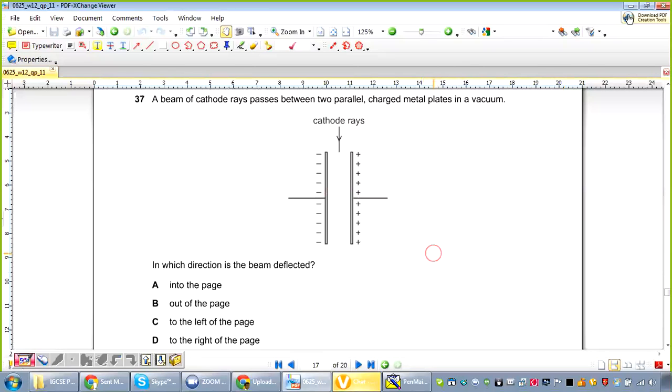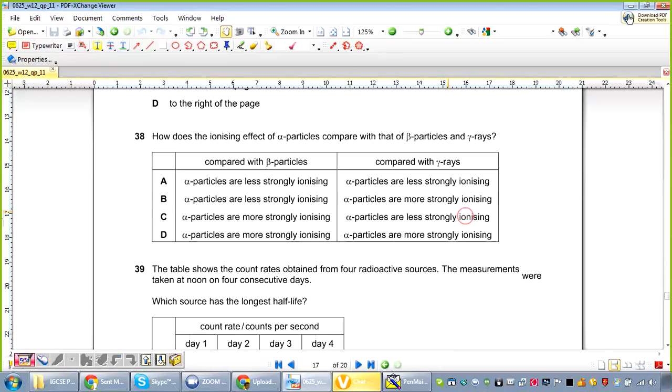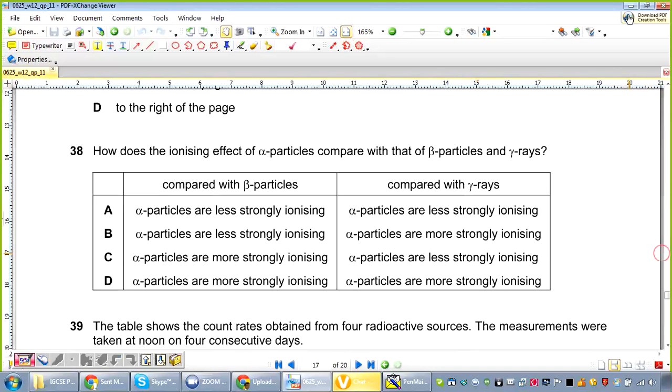To the right of the page. Why? The cathode rays are negative, so positive will attract it. Obviously, simple. So the anode is positive, no? Yeah, cathode is negative. Fourth option.